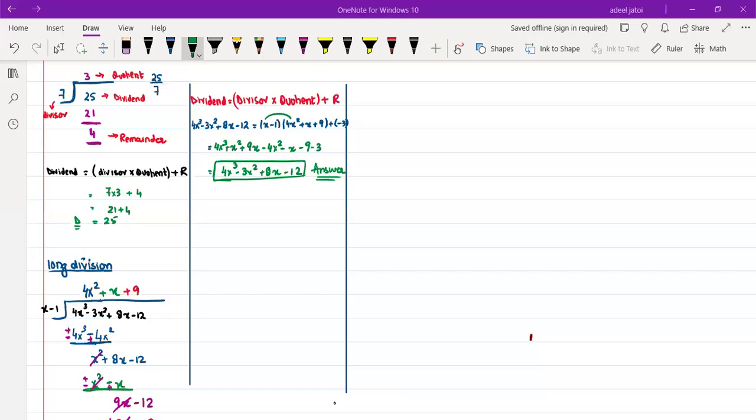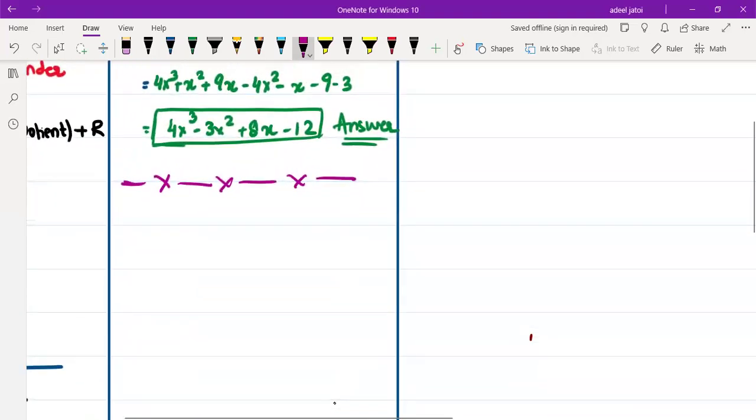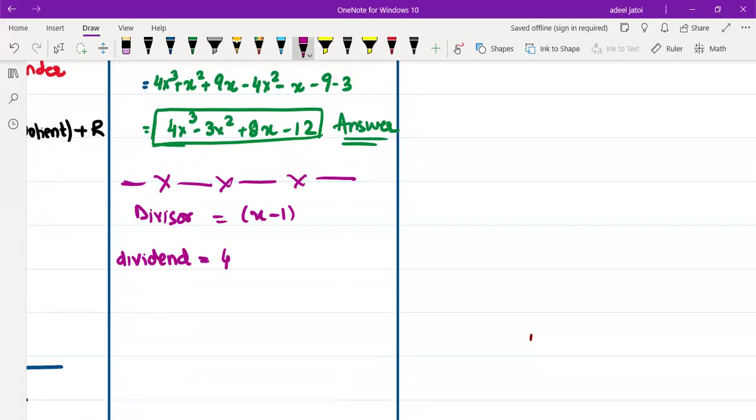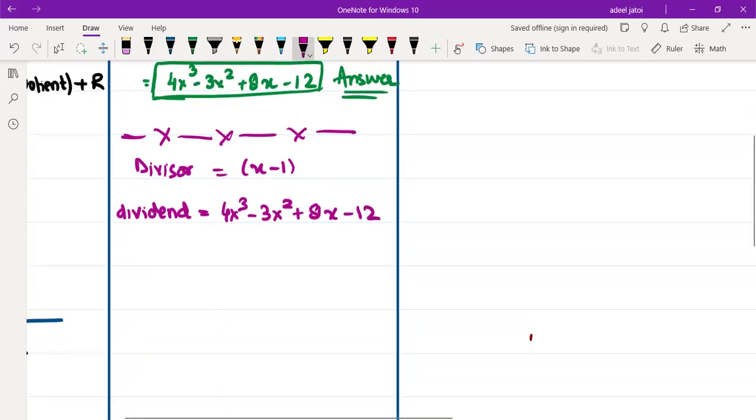Let's say we know the divisor, which is x minus 1. We know the dividend, which is 4x cubed minus 3x squared plus 8x minus 12. So we need to find out the remainder and the quotient.